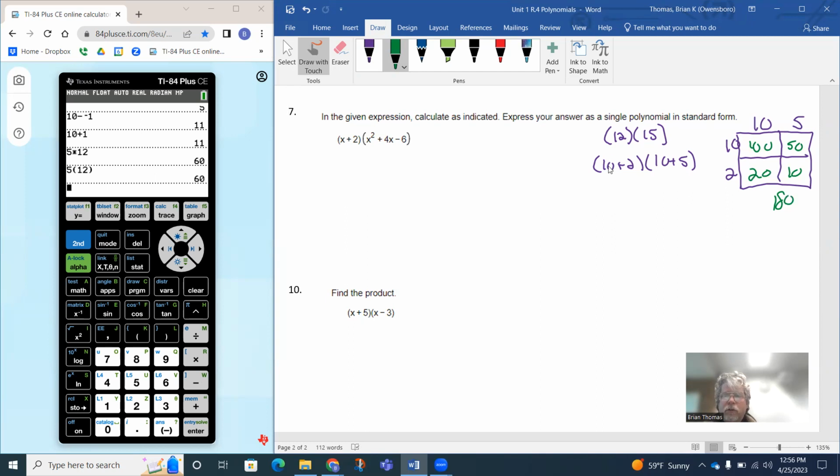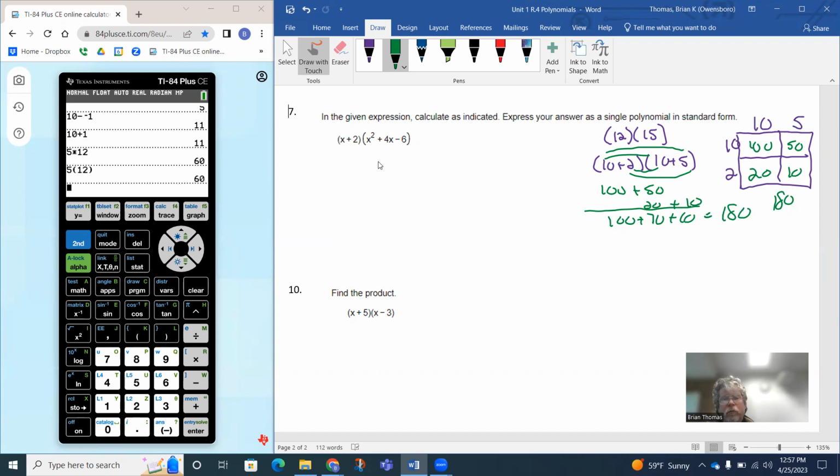We also could use distributive property by multiplying the 10 to both pieces and then turn around and bring in the 2 through both pieces. So let's say 10 times 10 would give me 100. 10 times 5 would be 50. And then 2 times 10 would be 20. And 2 times 5 would be 10. So we'd have 170 plus 10, which would end up being 180 as well.